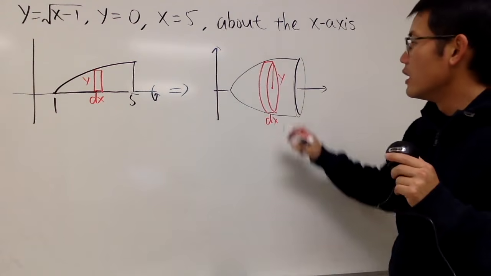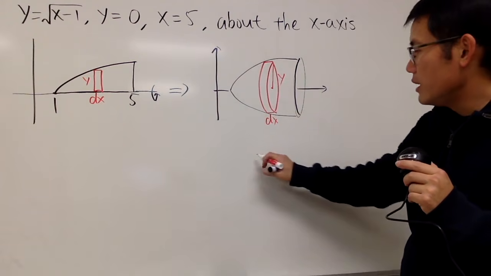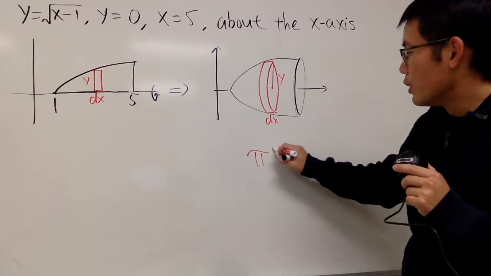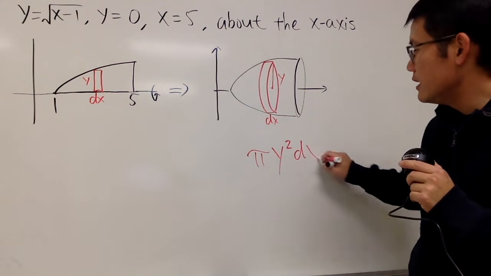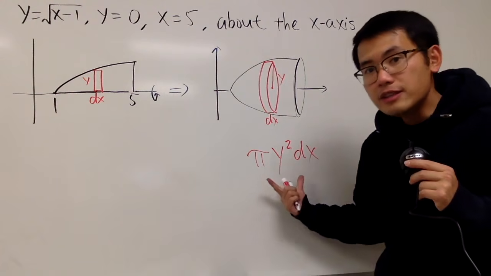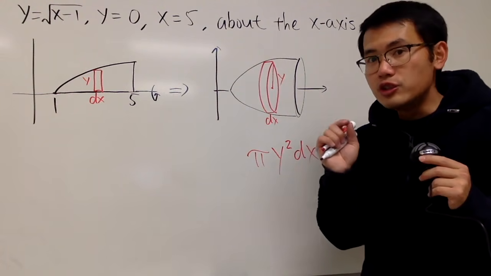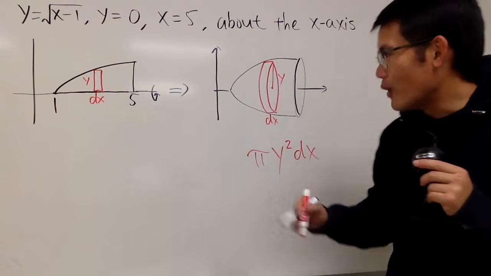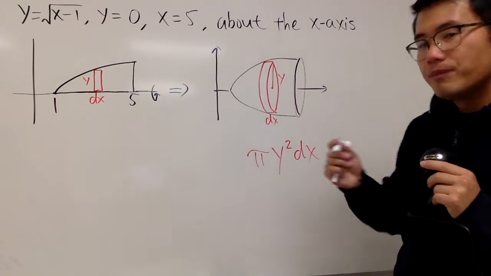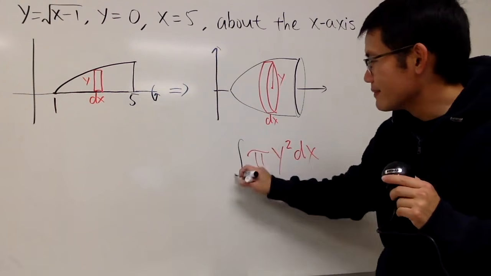So have a look here. The volume of this disk is going to be pi times the radius, which is y, squared, times the thickness, which is dx. This is what we call the differential volume, namely a small change in the volume. We want to add up everybody. To do that, we integrate.